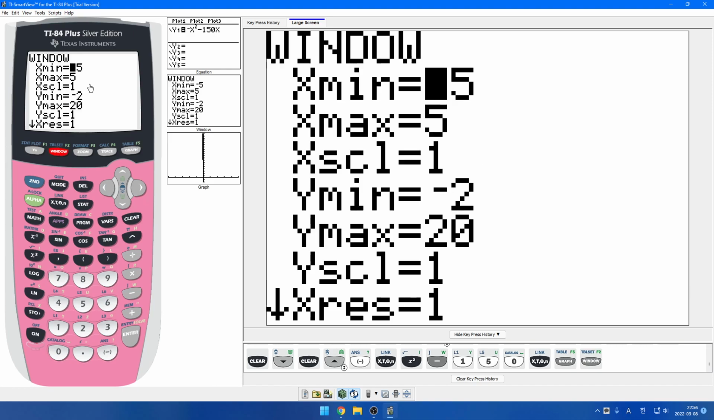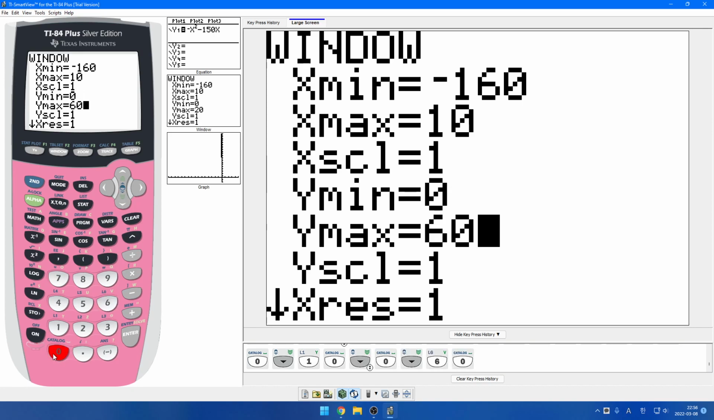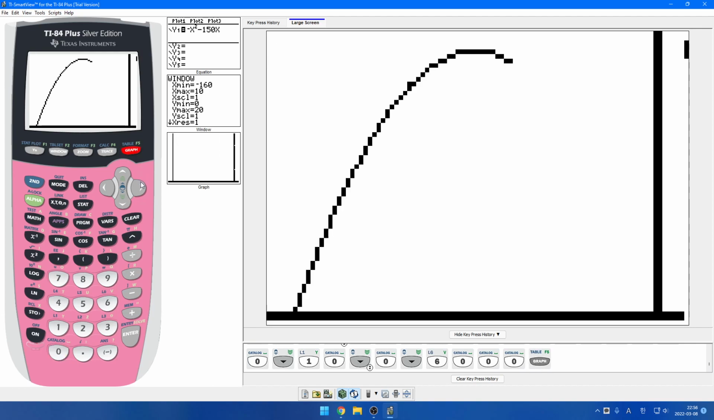So now let's go to window. Let's change the x-min to -160 and x-max to something like 10. Let's put y-min to 0 and y-max to something like 6,000. That looks a lot better, doesn't it?